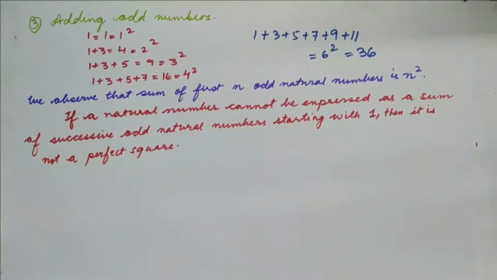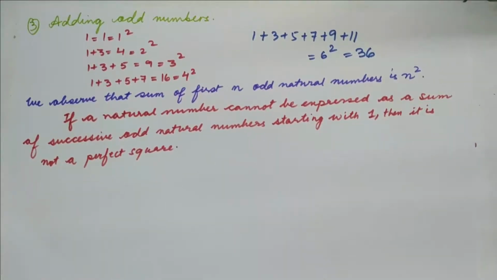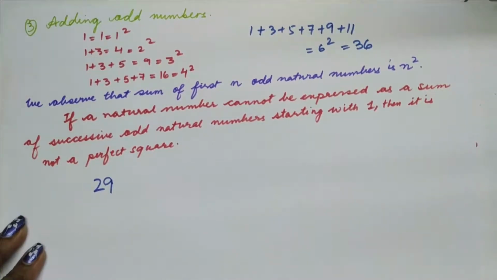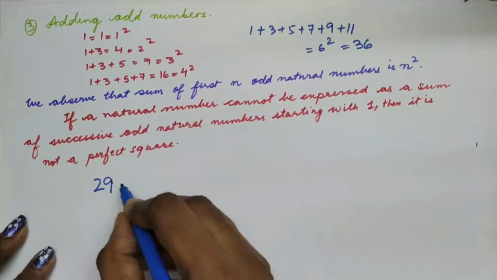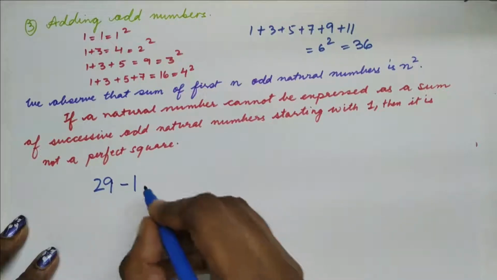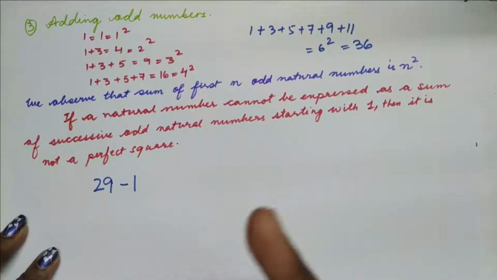Now here you also can see a point that I mentioned, that if a natural number cannot be expressed as a sum of successive odd natural numbers starting with 1, then it is not a perfect square. For example, if I take a number 29, you know that this is not a perfect square, right? But how do we prove it? We'll start subtracting all the odd numbers one by one from it till we get a 0. If we get a 0, then we can say that it is a perfect square. But when we don't get a 0, it is not a perfect square.